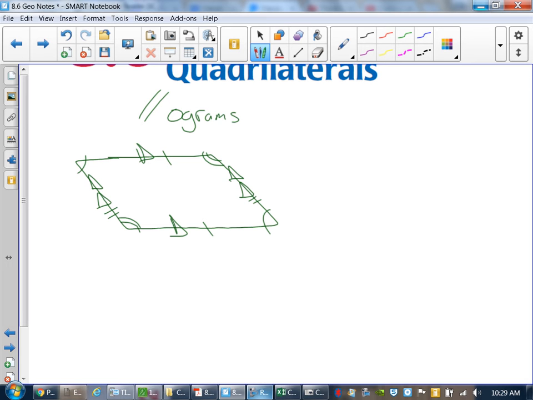What about diagonals? Yes, there are diagonals. What do the diagonals of these guys do to one another? They bisect each other. Diagonals bisect each other. So diagonals bisect. Okay. What else?